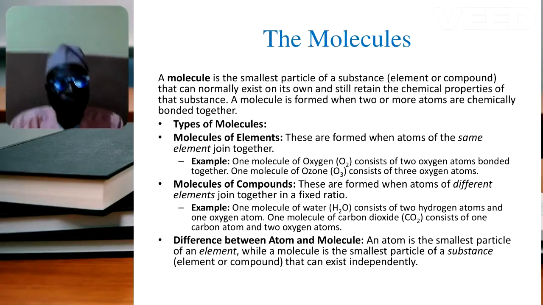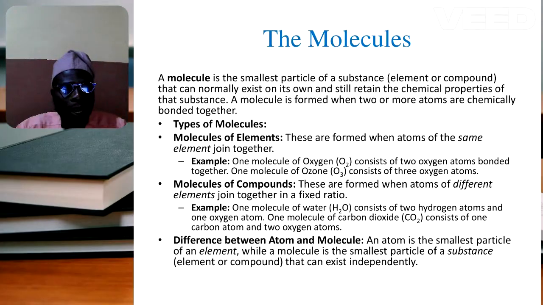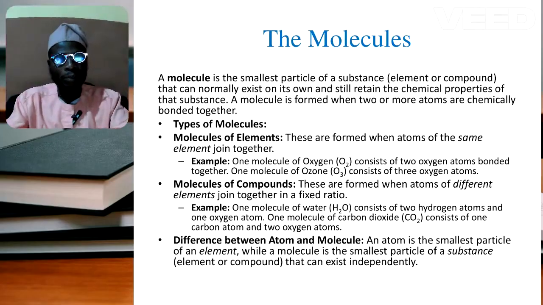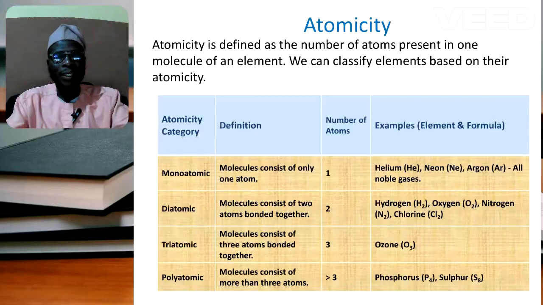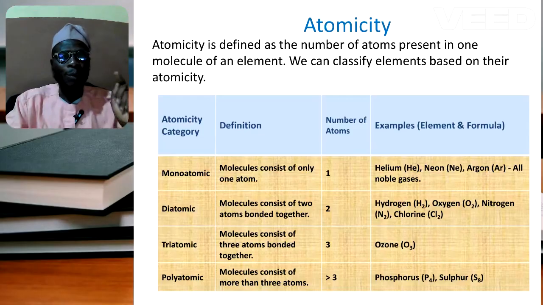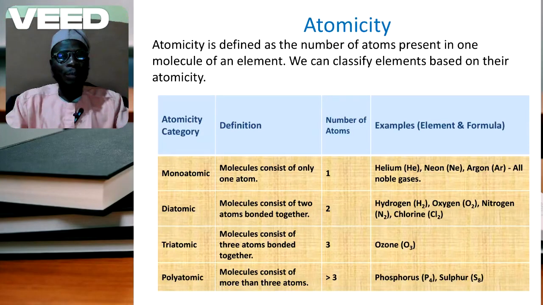Differences between atom and molecule. An atom is the smallest particle of an element, while a molecule is the smallest particle of a substance. So you can get the element, so you can get the substance. The next one is atomicity. When we say atomicity, atomicity is defined as the number of atoms present in one molecule of an element. So the number of atoms present in the molecule of an element là ń pè ní atomicity.